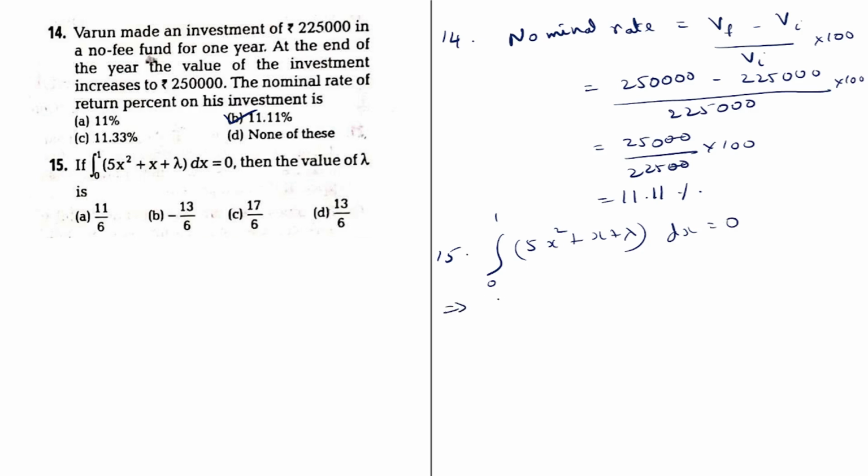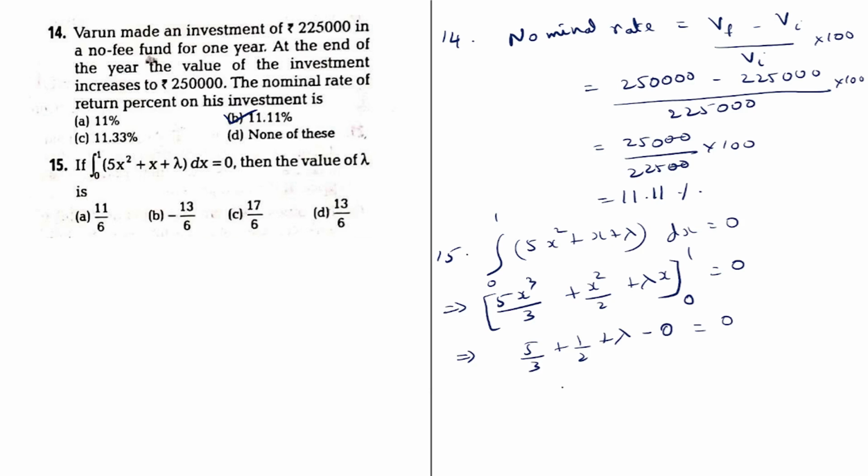Integral 0 to 1 of 5x square plus x plus lambda dx is equal to 0. So this, if we integrate, we get 5x cube by 3 plus x square by 2 plus lambda into x with the limit 0 to 1, equal to 0. When we put the upper limit, we will get 5 by 3 plus 1 by 2 plus lambda, minus when we put the lower limit as 0, we will get the entire term 0. This is equal to 0. So here if we take LCM, it is 13 by 6 plus lambda equal to 0, or we get lambda equal to minus 13 by 6. So the correct option is option B, which is minus 13 by 6.